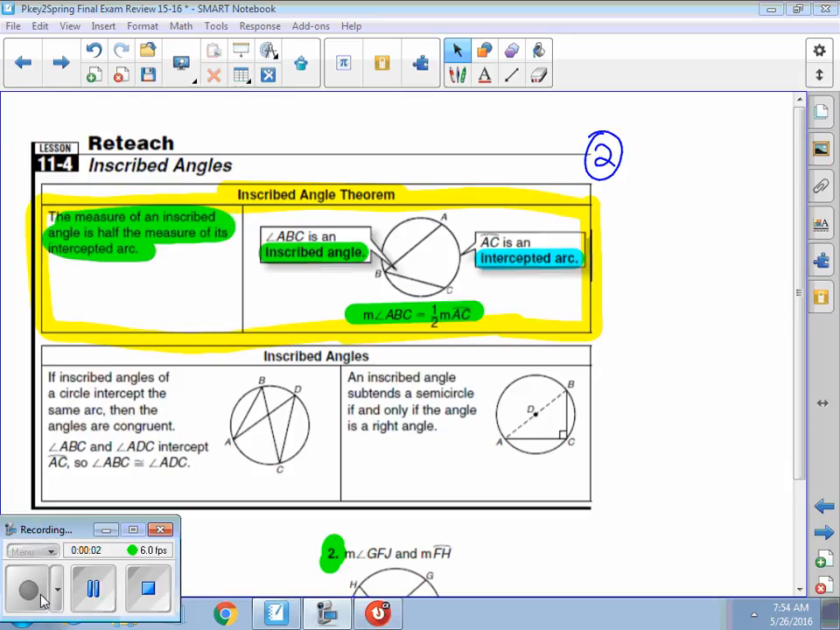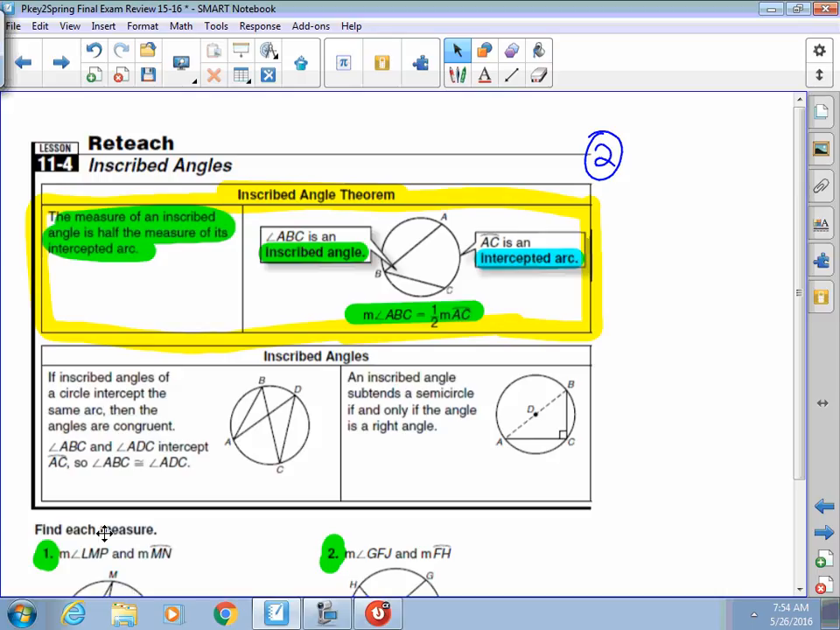Okay, for the next section, you have inscribed angles. So make sure you understand what an inscribed angle is, or the rule and relationship. An inscribed angle is an angle in a circle with the vertex on the circle. So anytime it's on the circle, then it says here the measure of the inscribed angle is half the measure of the intercepted arc. So make sure you know the parts. That's what I have here.